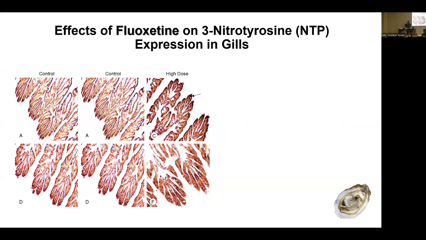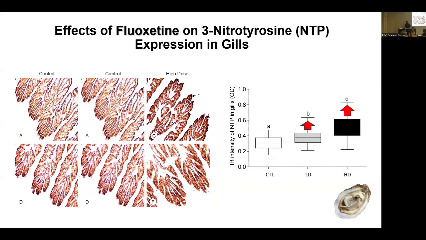Now let me show the effect of fluoxetine on NTP expression in gills. In control, there is no expression of NTP protein, but in low dose... I'm sorry, it says control, but this picture will be low dose, and this will be high dose. So significant nitrotyrosine protein expression can be observed because of fluoxetine.